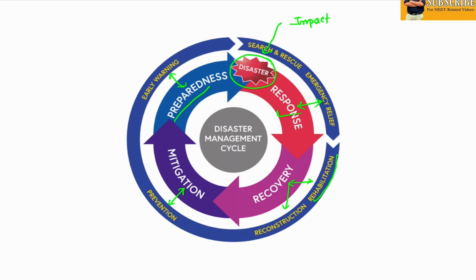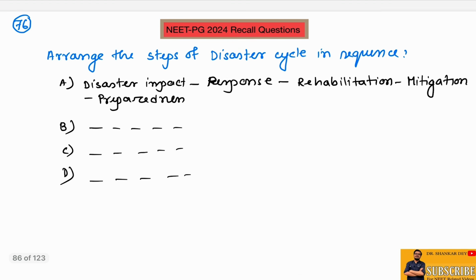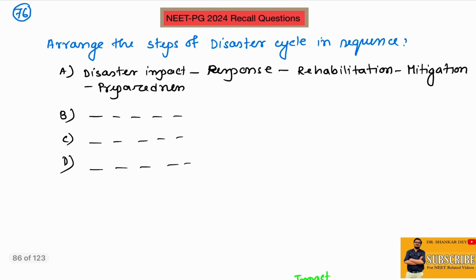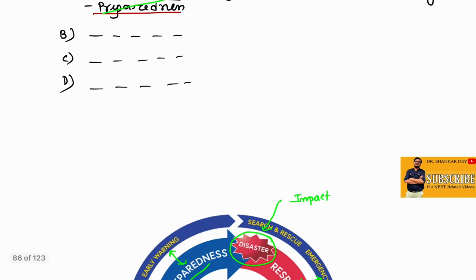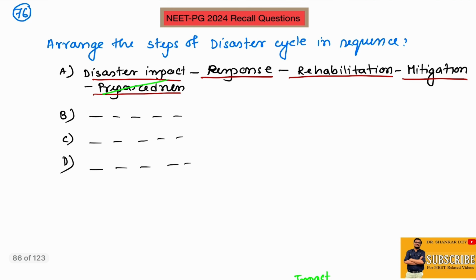Okay, so this is the disaster management cycle, and I have written only one option, which seems perfect to me. So the answer will be first disaster impact, then response, then rehabilitation, mitigation, and preparedness. I think some of you are telling preparedness was not there. Maybe first four options were there. So it is impact, response, recovery or rehabilitation, mitigation, preparedness. So this is the correct order of the disaster cycle.